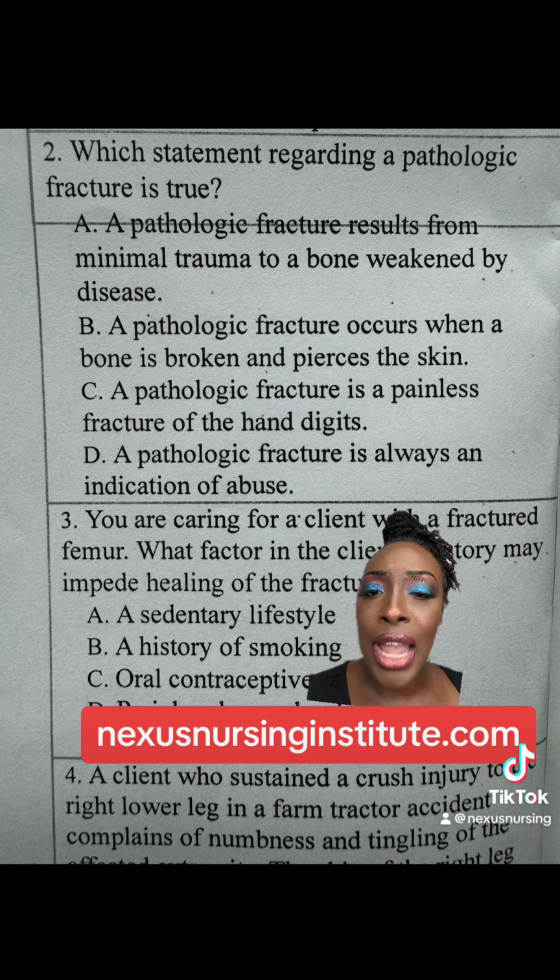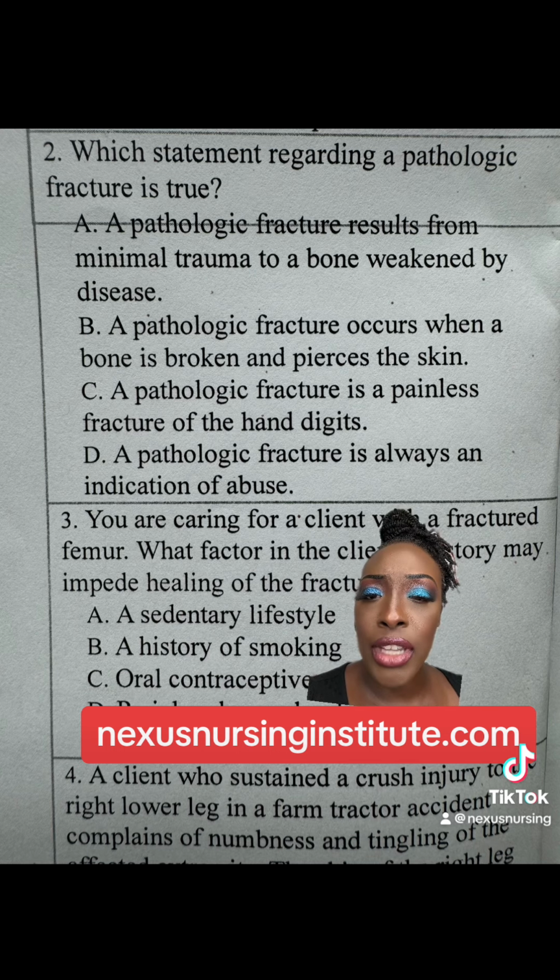B, a pathologic fracture occurs when a bone is broken and pierces the skin. So that type of fracture is called an open fracture, because in my last video, I just explained the difference. When there's an open fracture, the skin is open, the tissues are exposed, versus a closed fracture where the bone's broken, but the skin is still intact.